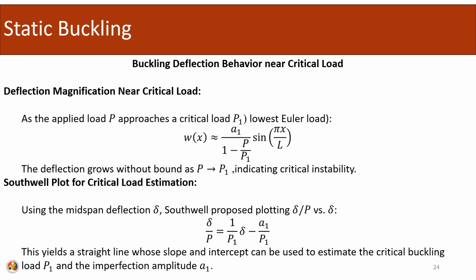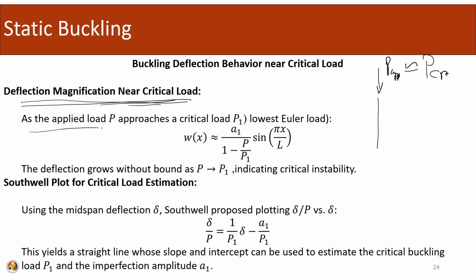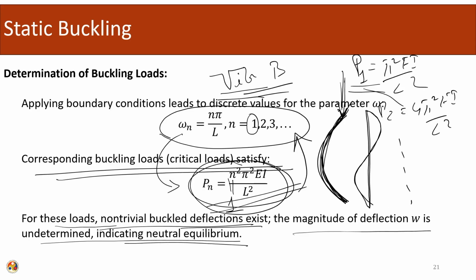So, the buckling deflection behavior near the critical load. What happens to the buckling behavior when this system approaches the critical load? As the load applied, P applied, becomes close to P critical, what happens? As the applied load P approaches the critical load P1, let us say we are talking about the lowest Euler load, here P1 was given by n square pi square EI over L square.